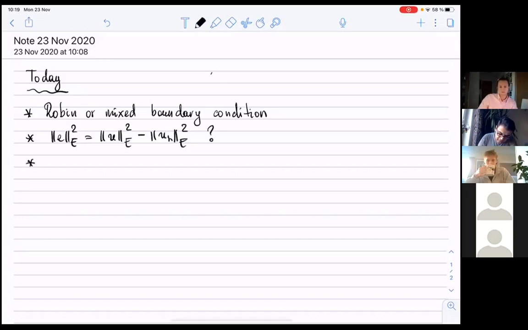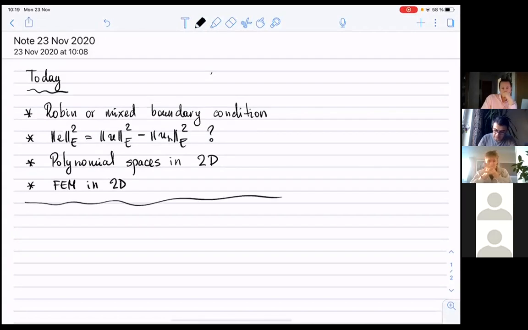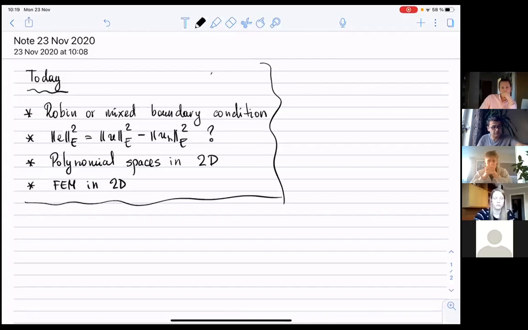Then after that, we will move to polynomial spaces. In 2D. So we're going to move to 2D polynomial spaces. And if we have time, we will do finite element in 2D. Of course, finite element in 2D is quite big, so we will just start it. I uploaded my notes for today, so you can just download and take a look.